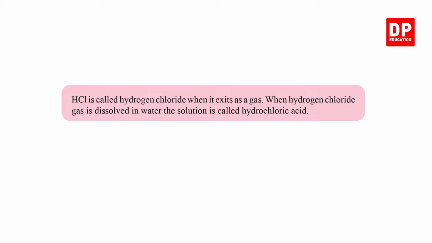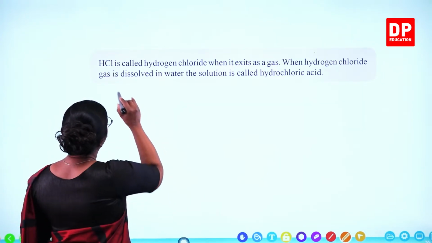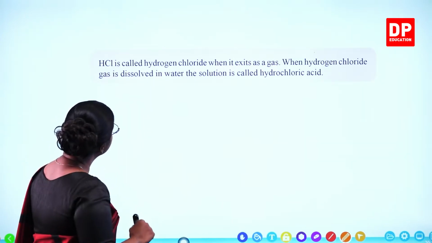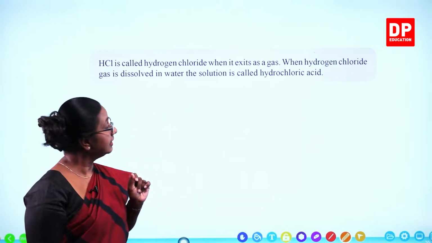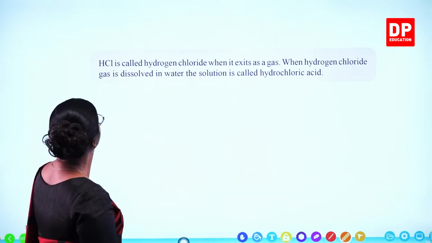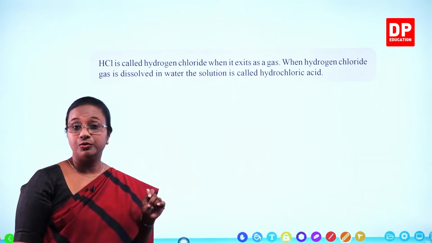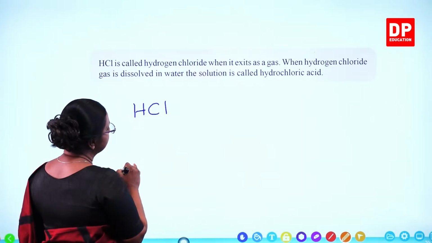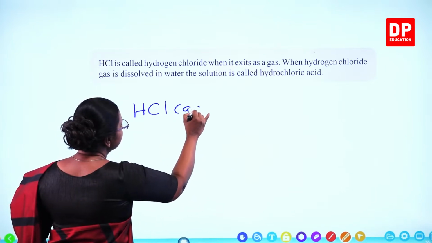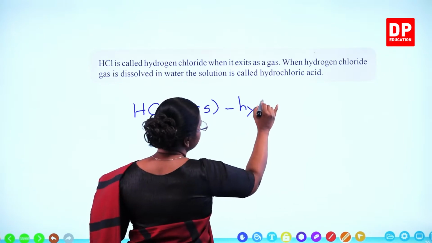Now here there is something you have to remember, students. You have discussed this before also. I will read this first. HCl is called hydrogen chloride when it exists as a gas. When hydrogen chloride gas is dissolved in water, the solution is called hydrochloric acid. So we have the same chemical formula, HCl. If it is in the gas state, we call it hydrogen chloride.